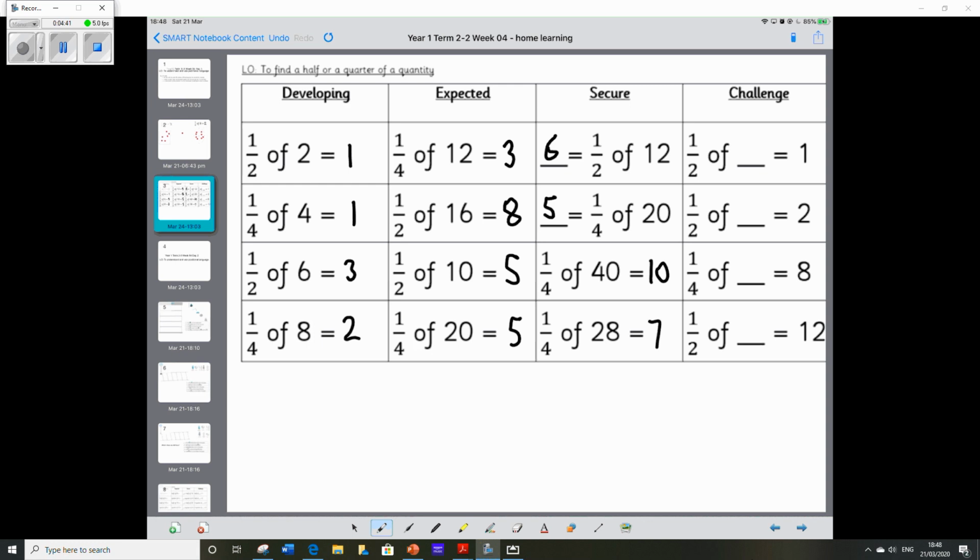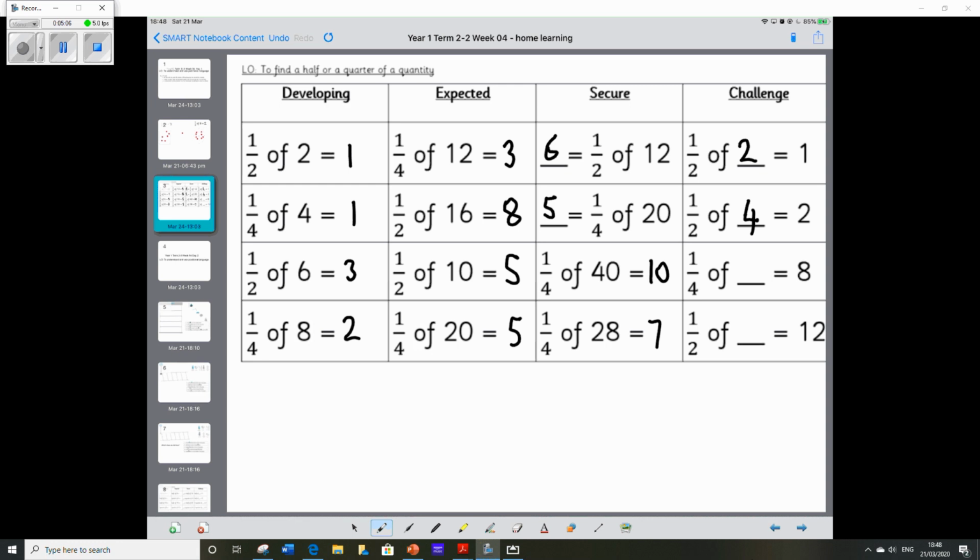Now, this last column has turned it round. So what you need to do is put the answer in each side. So if a half of something makes 1, you'd put 1 in each of the halving things, and then we know a half of 2 equals 1. A half of something makes 2. You'd put 2 cubes in each side, so that would be 4 altogether.